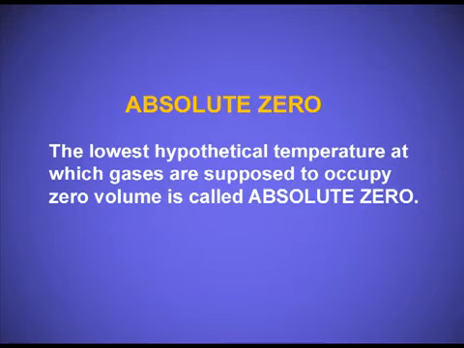Absolute zero. The lowest hypothetical temperature at which gases are supposed to occupy zero volume is called absolute zero. The third law is the Gay-Lussac's law. This law correlates pressure and temperature when volume and the mass of the gas is constant. As per this law, pressure is directly proportional to temperature.